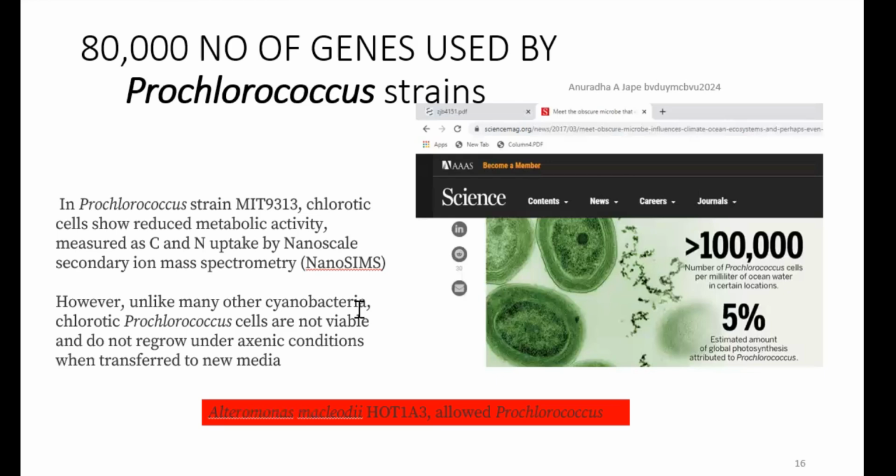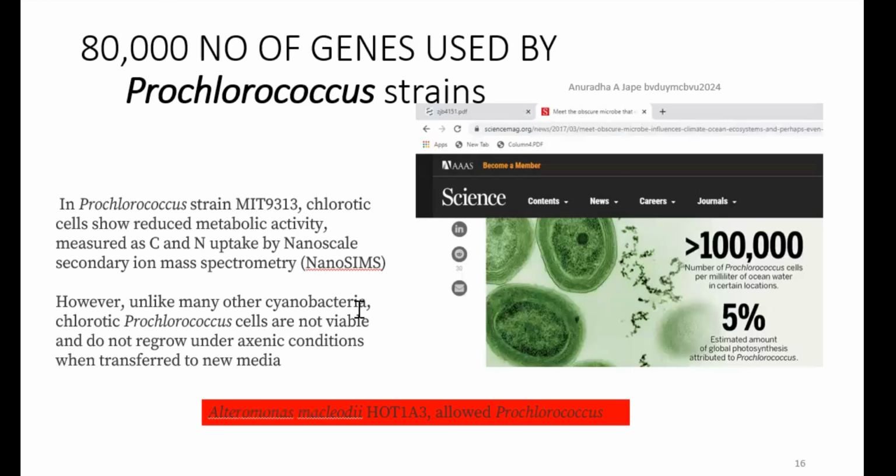So in this case, MIT 9313, one of the strains that these people have attempted to isolate, is a chlorotic cell. They show reduced metabolic activity, measured as carbon and nitrogen uptake by nanoscale secondary ion mass spectrometry. Why I'm reading this is so that you get to know that when you are talking about ecological studies, you have to take help of various analytical tools. So one of these which we talk about here is ion mass spectrometry for measurement of the metabolic activity in terms of carbon and nitrogen uptake at the nanoscale by individual cells. All right.